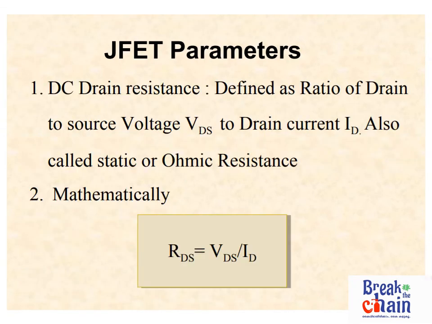First, we are discussing DC drain resistance. It is defined as the ratio of drain to source voltage to drain current. It is also called static or ohmic resistance. Mathematically, RDS is equal to VDS divided by ID. This is called DC drain resistance.